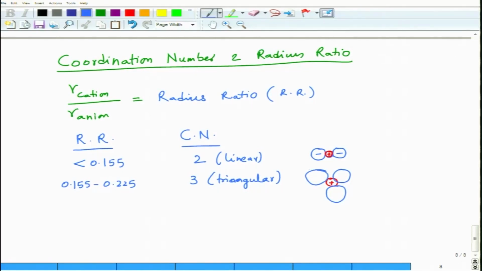So if the radius ratio is between, not a very pretty picture, let me draw it again, something like that. There should be sufficient separation; they are not exactly touching each other, but there is a small separation. And this is your cation, this is triangular coordination. So basically they make a triangle and between that you have this cation.